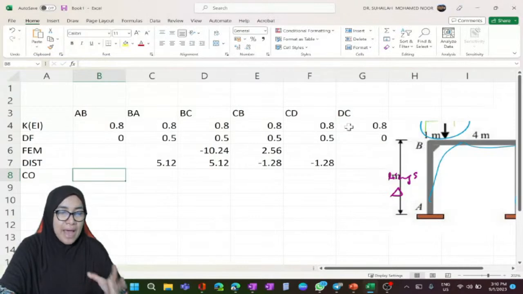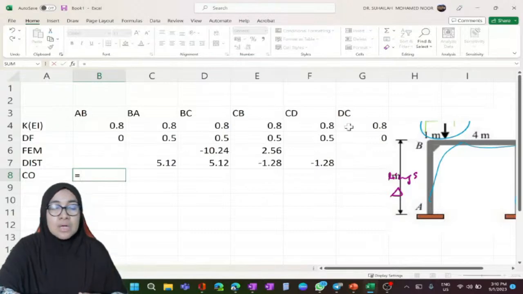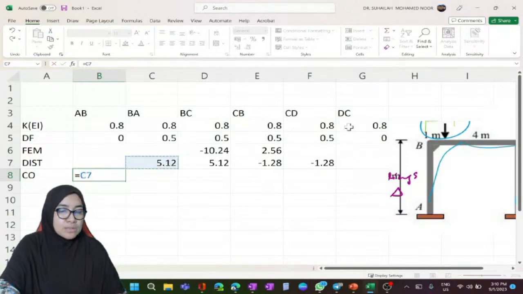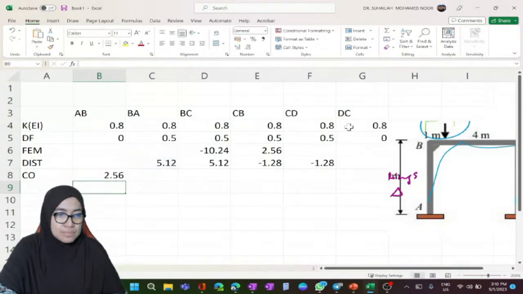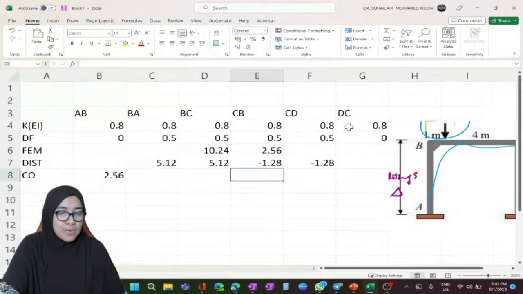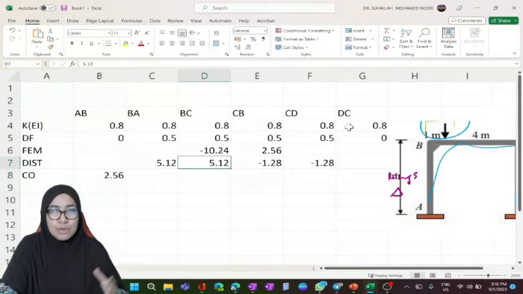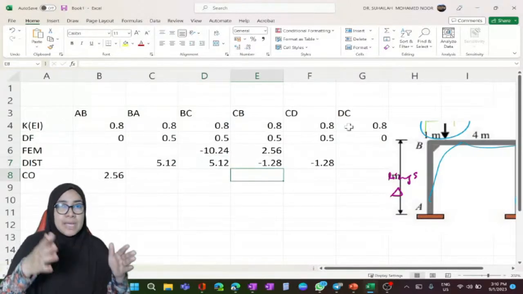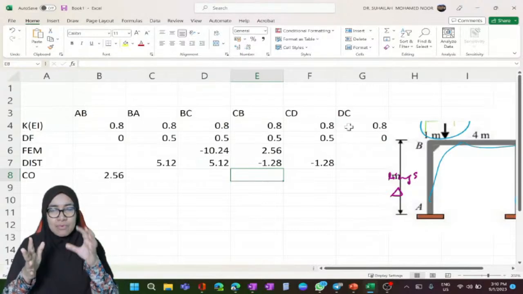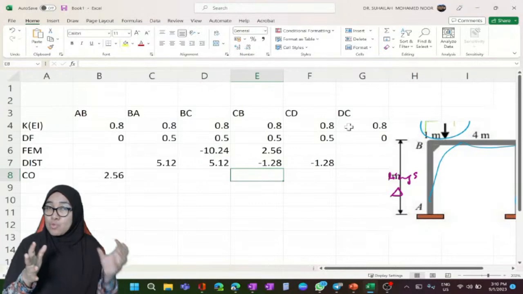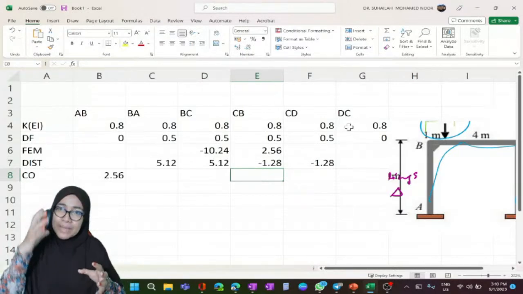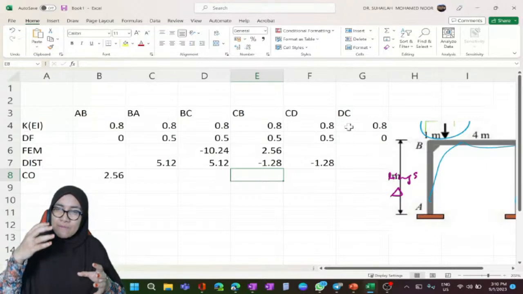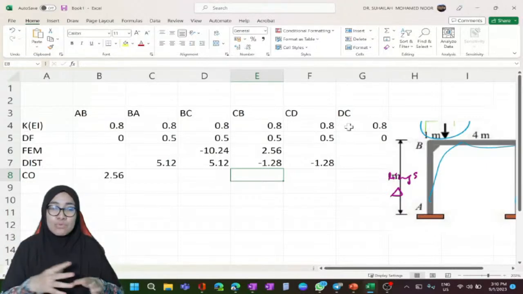That means if we have the value from BA, we have to carry the value to AB. It is 5.12. We divide by 2. We have to do the same for BC, because we need to carry the value to CB. At B we have BA, and we carry this BA to AB, and we also have BC, and this BC value we carry to CB, and we do this for all.